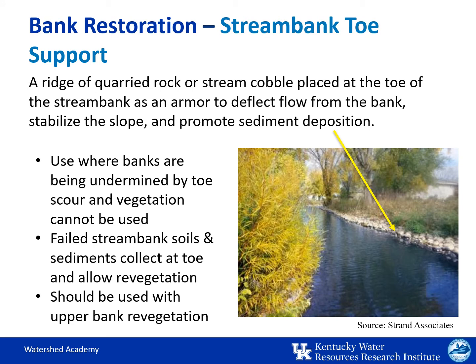Sticking with our use of rock here, we come to the stream bank toe support. So in this restoration technique, the quarried rocks are just placed along the toe, that very bottom of the channel, in order to provide some additional support and armoring that's there. These are in places where vegetation cannot be used, and the bank may be beginning to be undermined there. This is a lesser use than other techniques, so you're just stabilizing that bottom area and then using the upper bank vegetative techniques in that area.